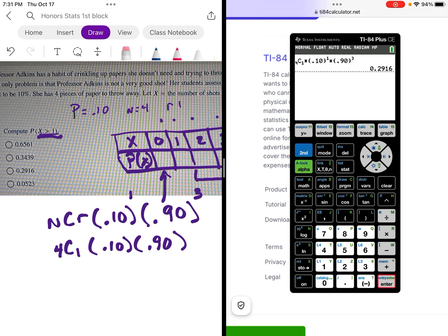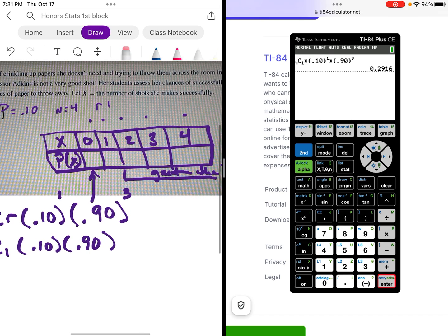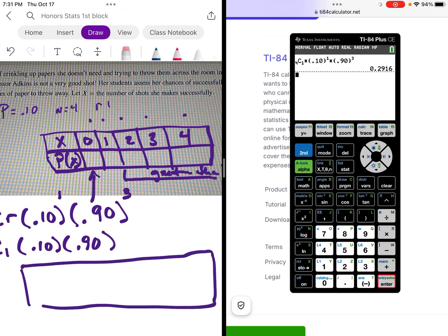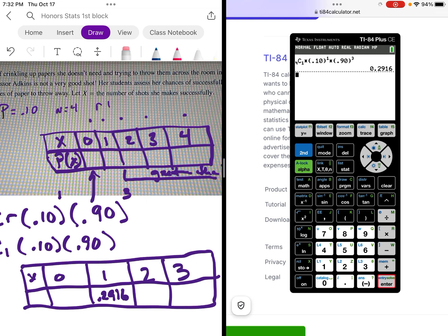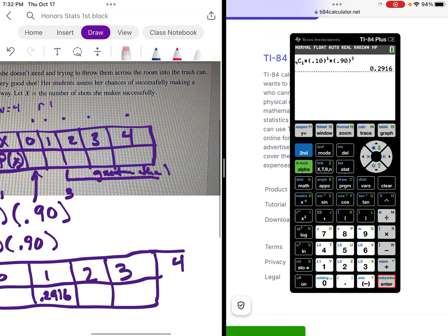So hit enter, and that gives me 29.16. Again, I got a really big font here and I got a squishy screen, so let me rewrite this and try to get some bigger cells. So we got X, we got 0, 1 we know is now 0.2916. Then we have to do this with these other ones here as well, and we need a little more room and put a 4 there.